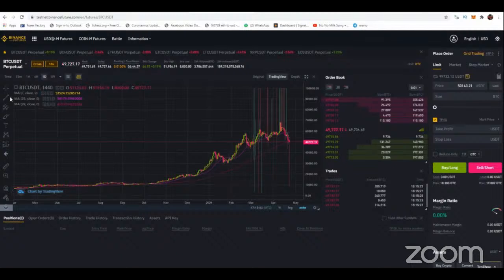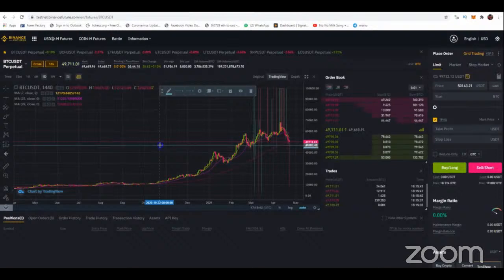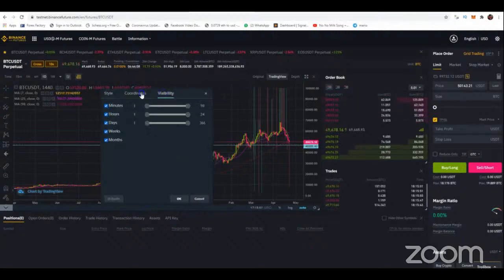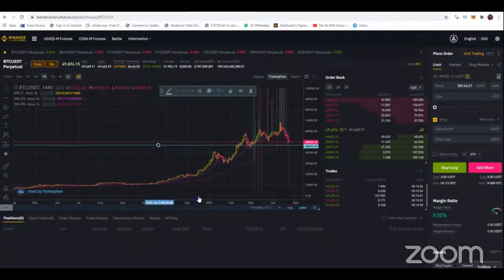So let's say, for instance, I'm going to draw a horizontal line here. Let's say that we want to go long, and we feel that price is still going to come down to about this area. You can right click on this and then go to format to get the price level. You can right click on it and copy this price level. And so if we feel that price is supposed to get to that area, that means price is supposed to first come down here before it goes up, then we can use the limit order.